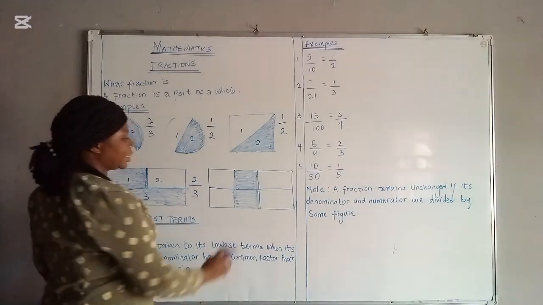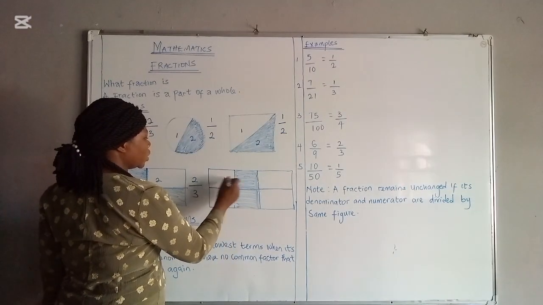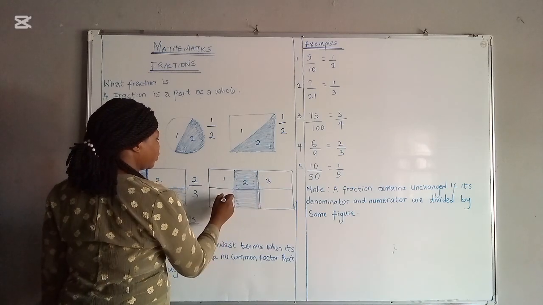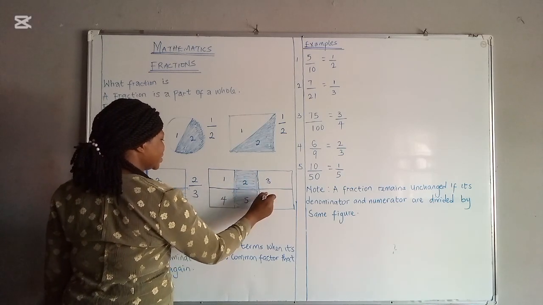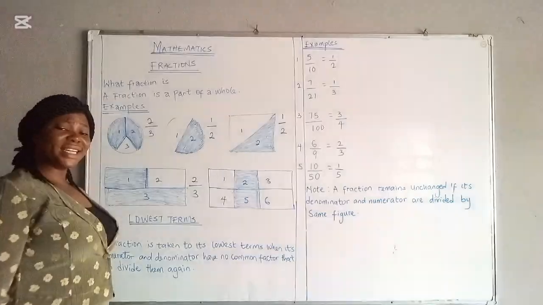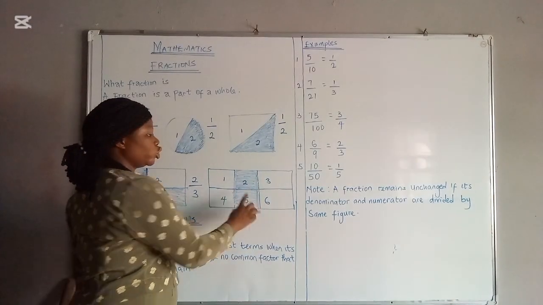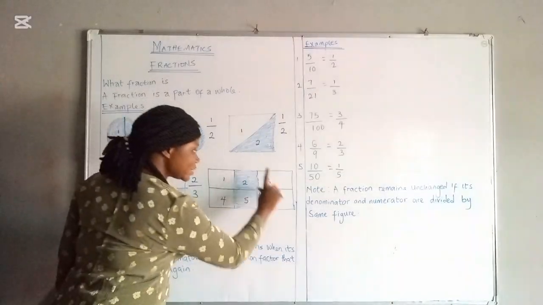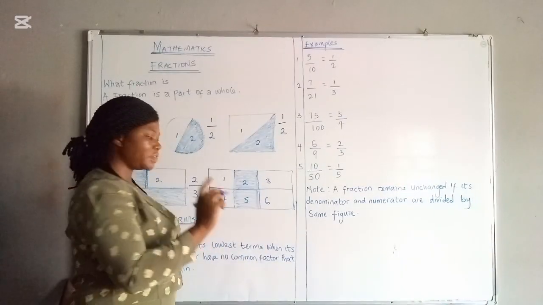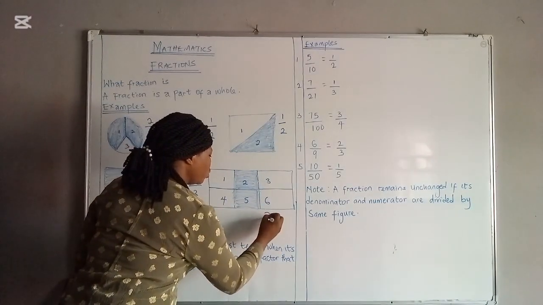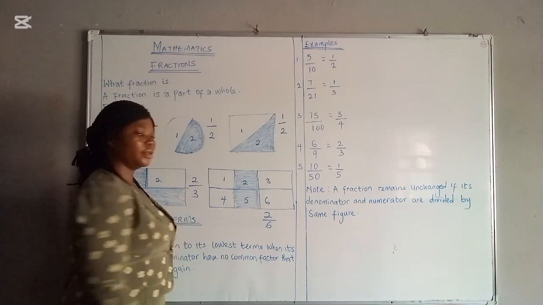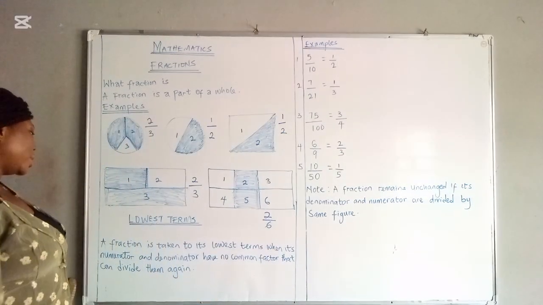So that is it. And then the last one here, let's count. 1, 2, 3, 4, 5, 6. So let's count how many parts are shaded. So 1, 2, just 2 out of 6. 2 out of 6. Then we have 2 over 6. It's as simple as that.